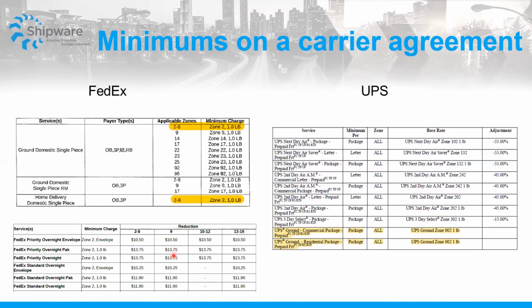So keep in mind, it says reduction. So for priority overnight envelope, the minimum charge is not $10.50. It is $10.50 less than whatever the Zone 2 envelope rate is.